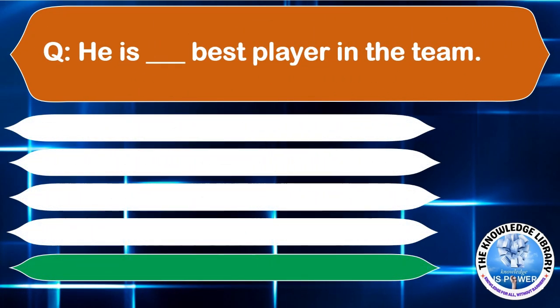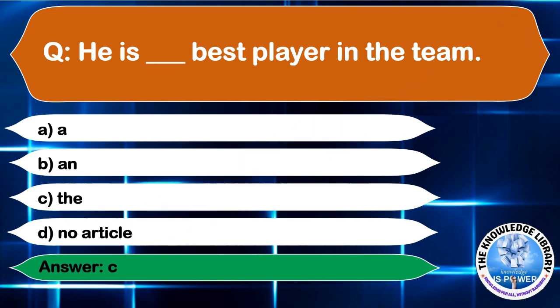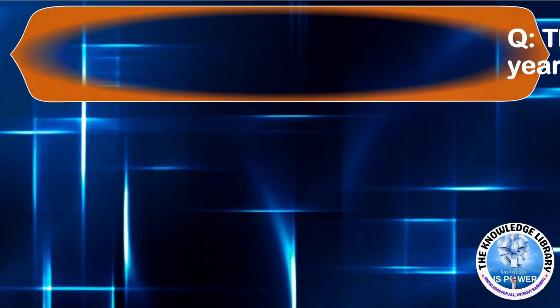He is dash best player in the team. Option A, a. Option B, an. Option C, the. Option D, no article. The correct answer is option C, the. Moving to the next question.